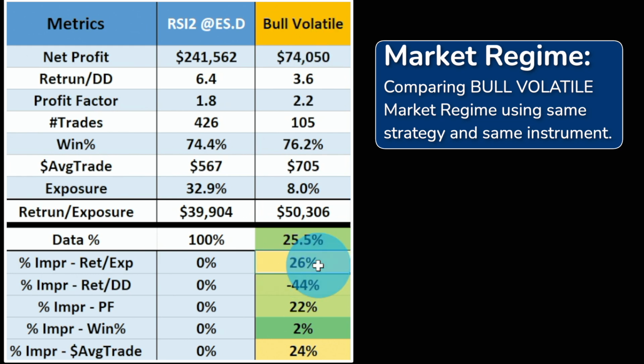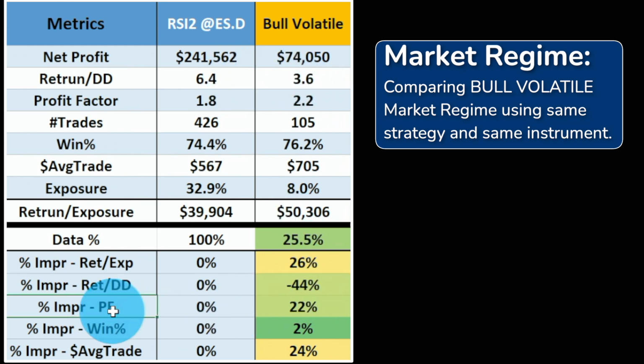And then the next metric is the improvements over the base. So this is the percent improvement of return to exposure metric. So basically I'm measuring this metric compared to this, and we are 26% better. Then this one, the improvement of return to drawdown. I am measuring this metric compared to this, and obviously we are lower, so we are 44% lower.